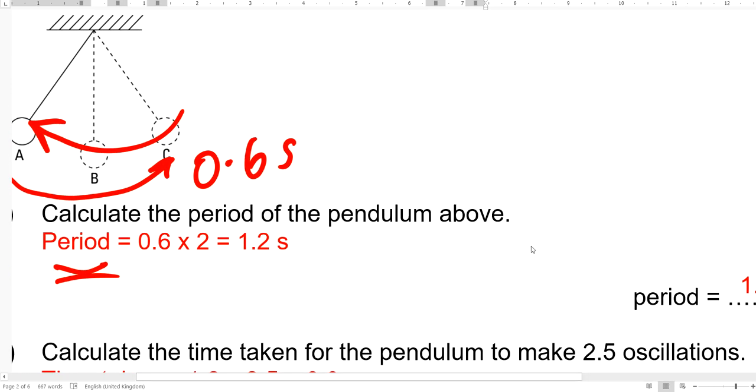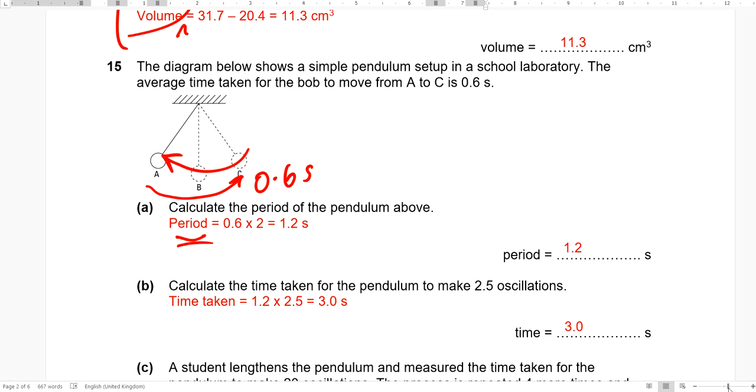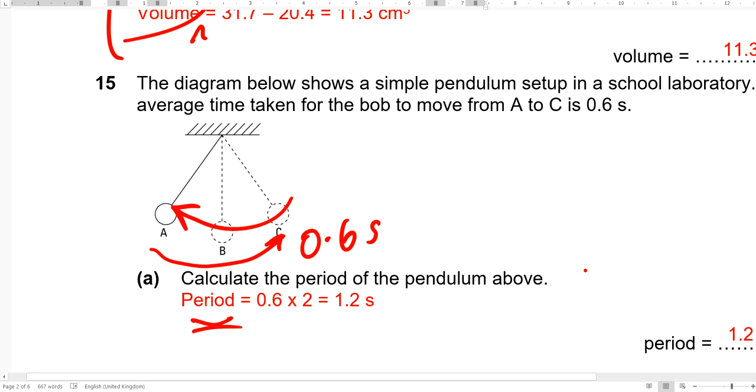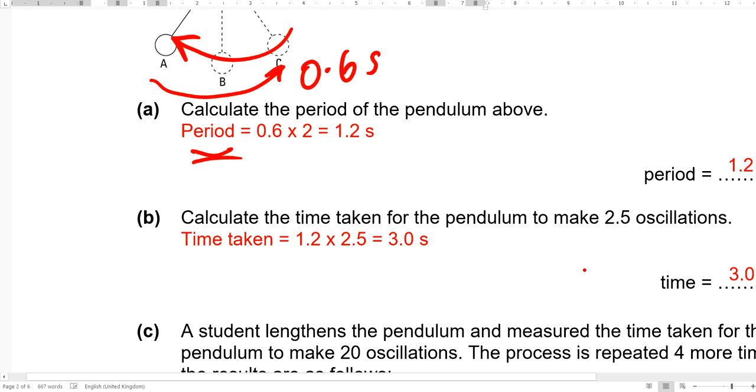Now, if I want to make this 2.5 oscillations. Okay, it's not 25. So 2.5 oscillations. You will take 1.2, that is the time for 1, multiplied by 2.5. As simple as that. Can you tell me the time taken for 10 oscillations? Yes, you can use your calculator. Now, what is the time taken for 10 oscillations? Okay, how much is that? 1.2 times 10. 12 seconds.